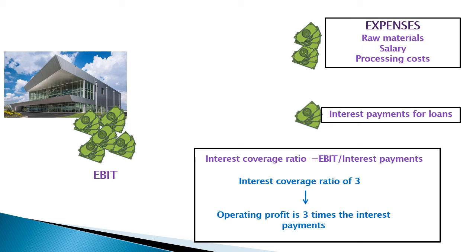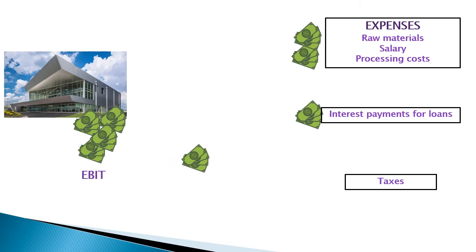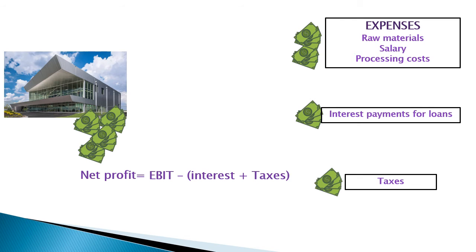Now the company has to pay the taxes also. What is left with the company is called net profit or profit after taxes. Net profit can be calculated from operating profit, that is operating profit minus the sum of interest and taxes paid. Net profit can be calculated from revenue also, that is by subtracting the sum of expenses, interest payments and taxes from the revenue. Net profit is a very important term because that is the money the company gets after all payments.